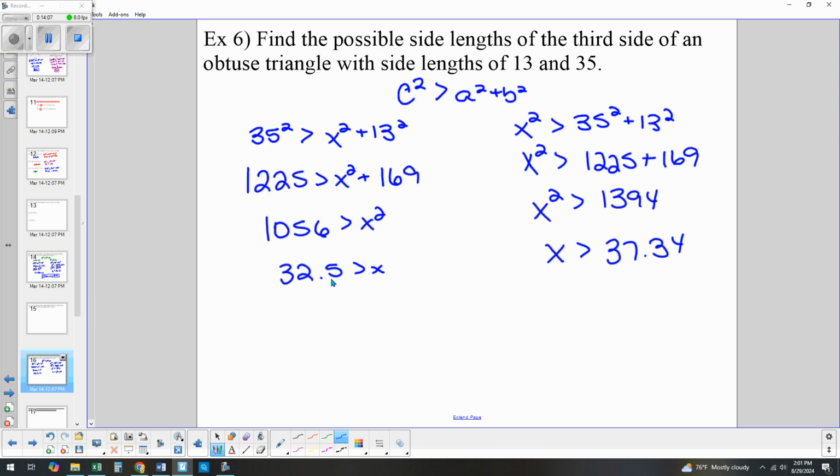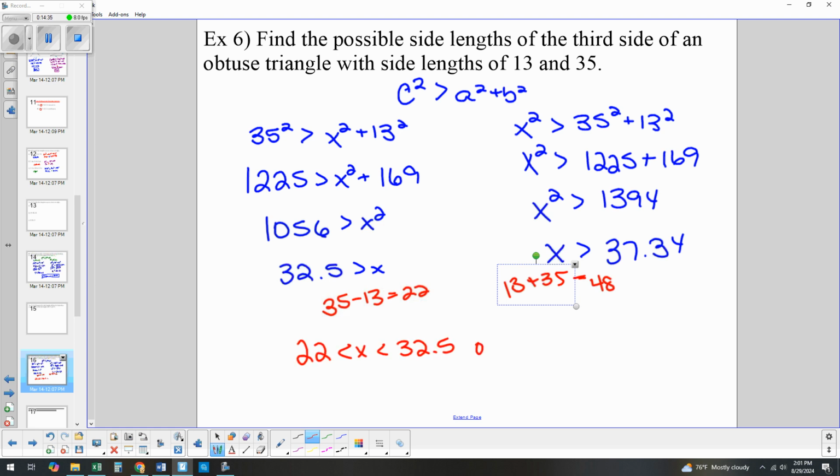So we're going to have to include that stuff we remember from the very beginning, where the very smallest number it could have ever been was 35 minus 13, or 22. And the very largest number it could ever be was 13 plus 35, or 48. So that means between 22 and 32.5 is one set of possible answers, or between the 37.34 and the 48 is the other set of possible numbers.